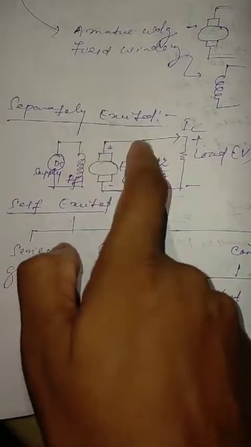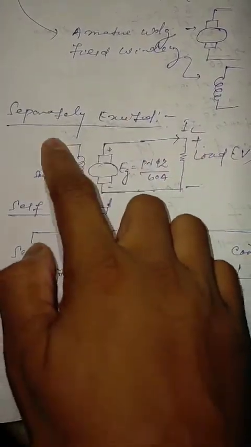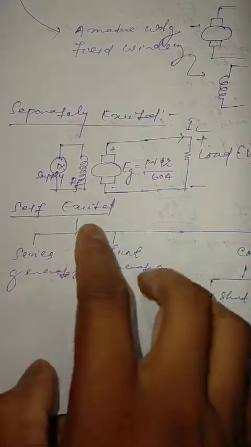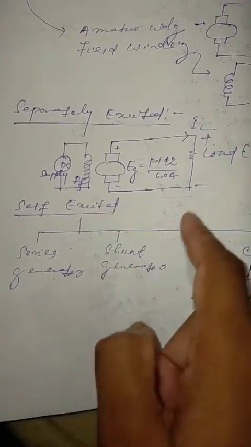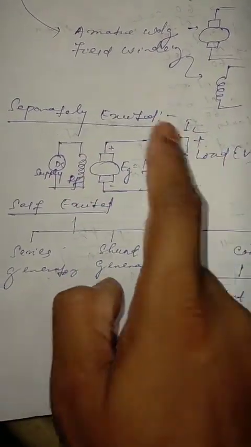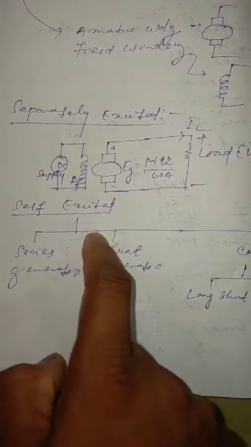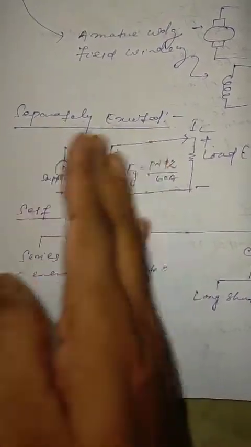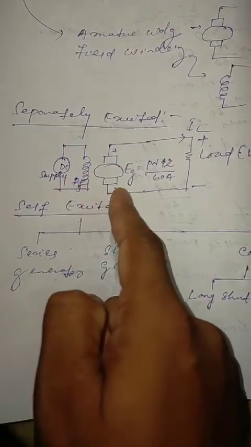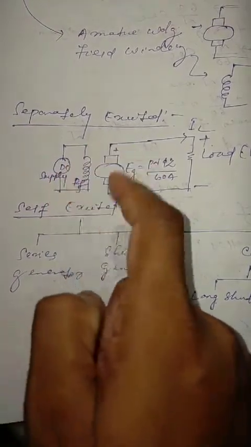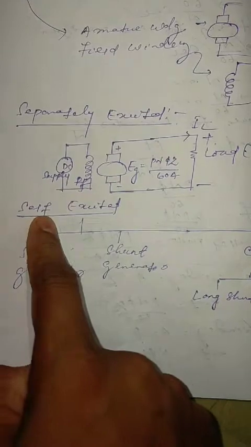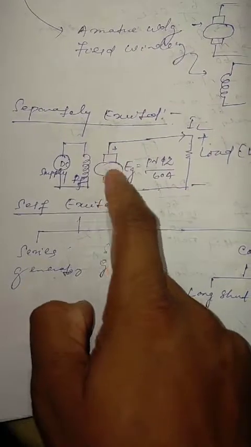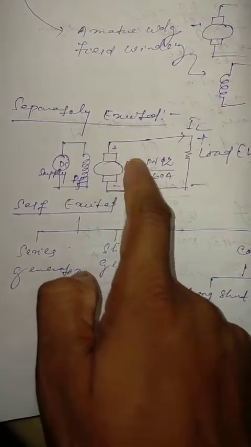We have only one type of separately excited, where a separate DC source is given to the field winding to excite the system. That's all. Self-excited machines are of different types, as far as the electrical connection is concerned. Here there is no separate connection between the field system and the armature system; they are to be connected together if it is self-excited. So how will we connect them? Either we can connect this part with this part in series, or in parallel.